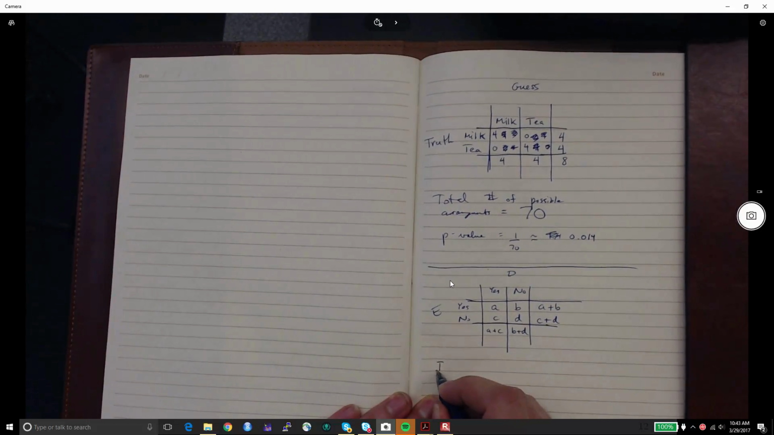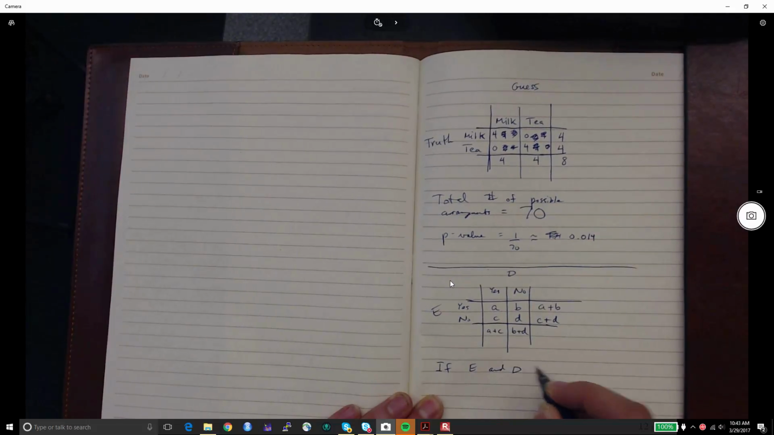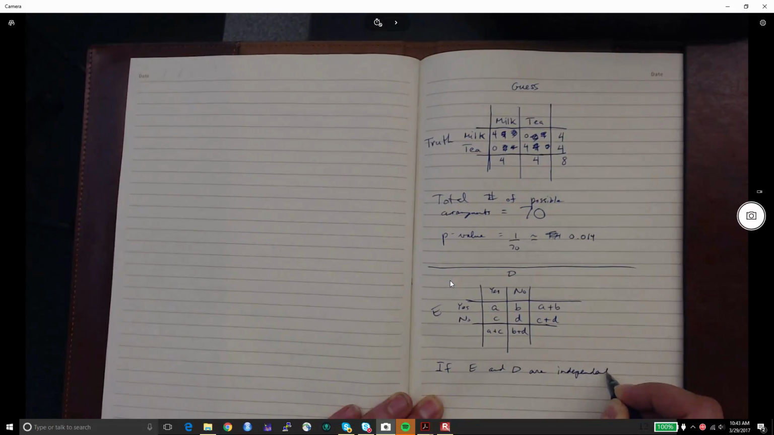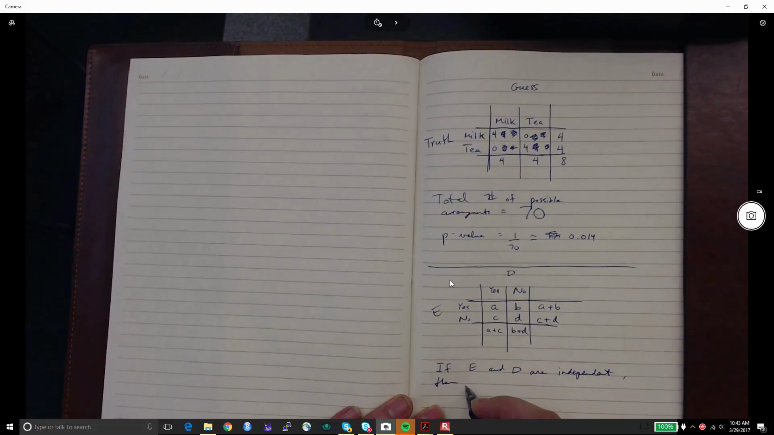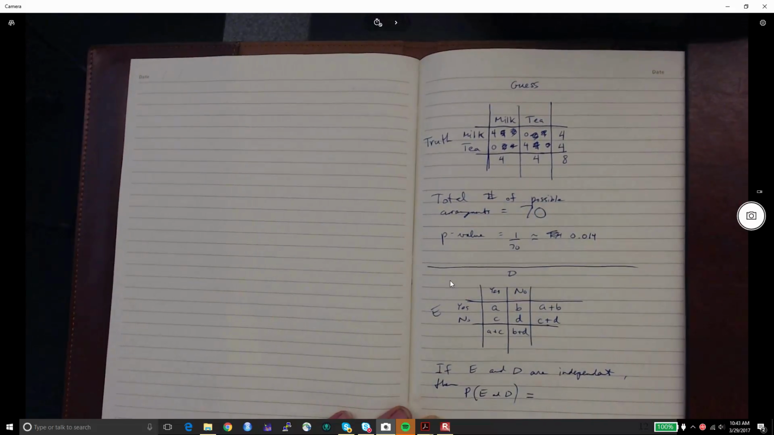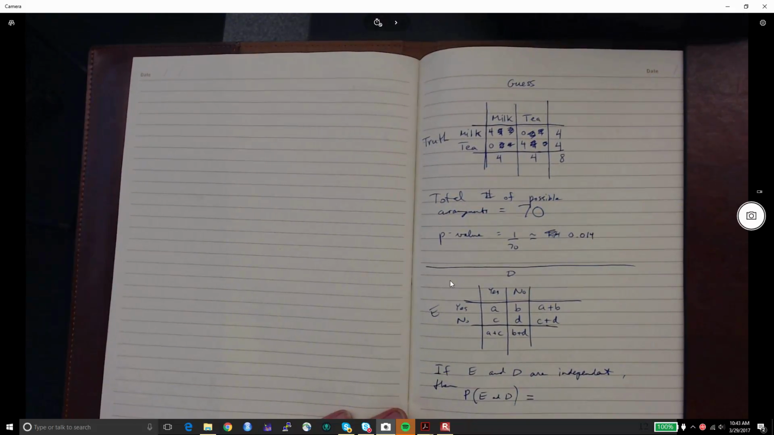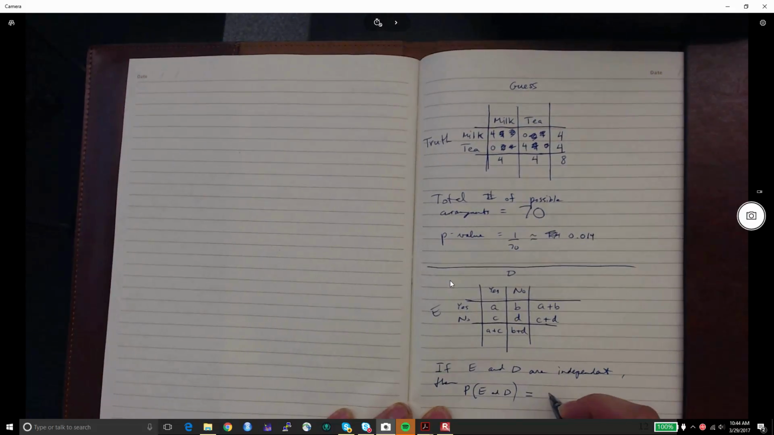So if E and D are independent, then what is true about the probability of E and D both happening at the same time? What does that equal to? Right, so we can multiply the probabilities together.